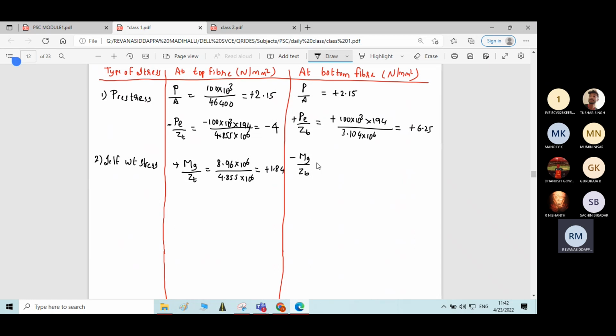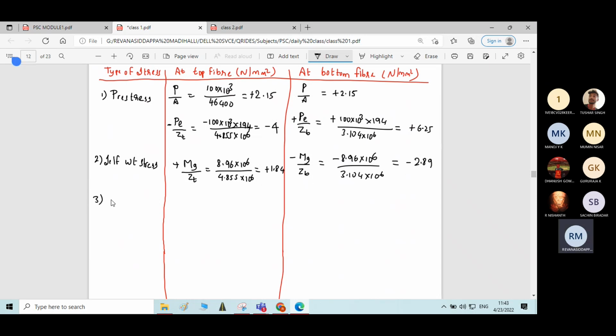Check the answer. If you get any other different answer, let me know. Here Mg is the same: minus 8.96 into 10 power 6 divided by ZB, which is 3.104 into 10 power 6. The answer is minus 2.89 Newton per mm square. With this, self-weight stress is over.